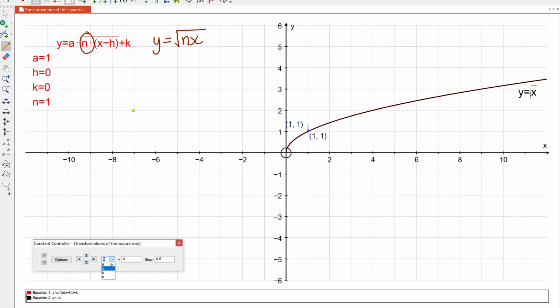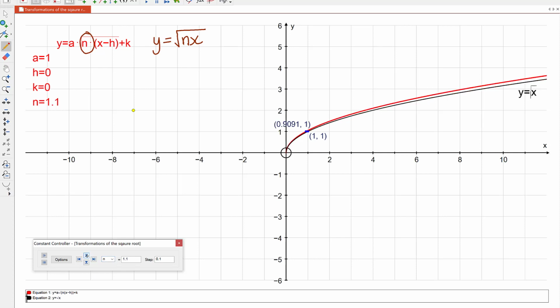So in my constant controller down here, I'm going to look at n. I've also marked a point on the two graphs so that you can get a clearer sense of what's moving where as this happens, because it can be hard to see, and it's hard for me to draw on this particular screen, which is a bit annoying. So I'm going to make n larger. Currently n is 1, so it's the square root of 1 times x.